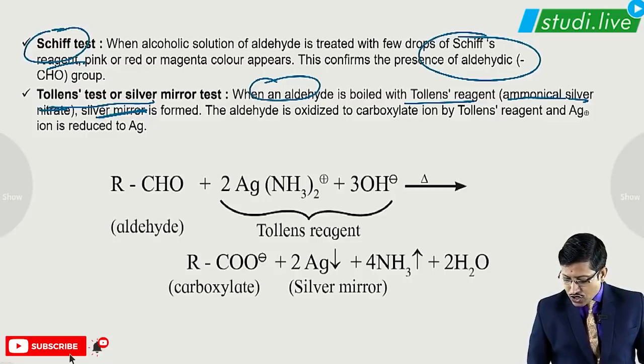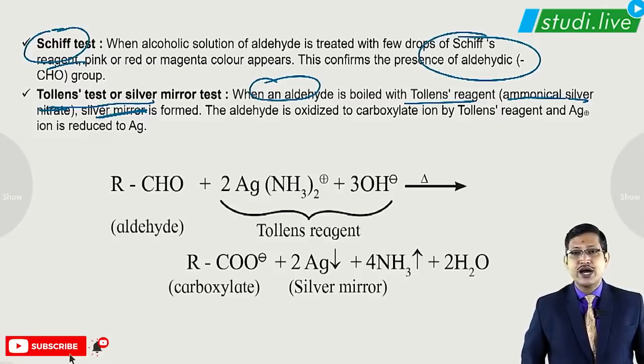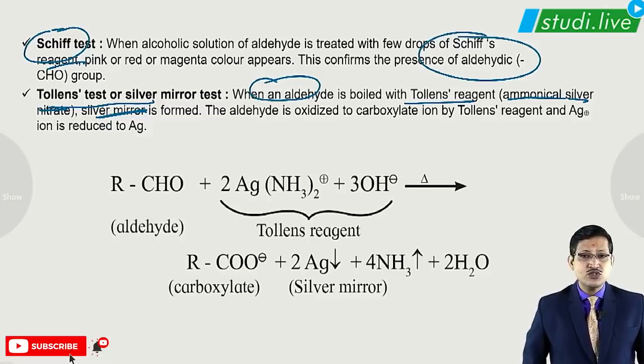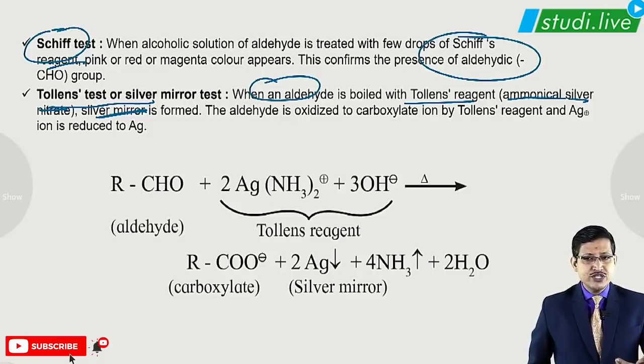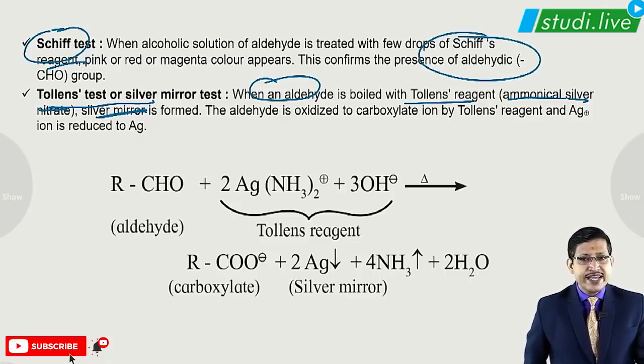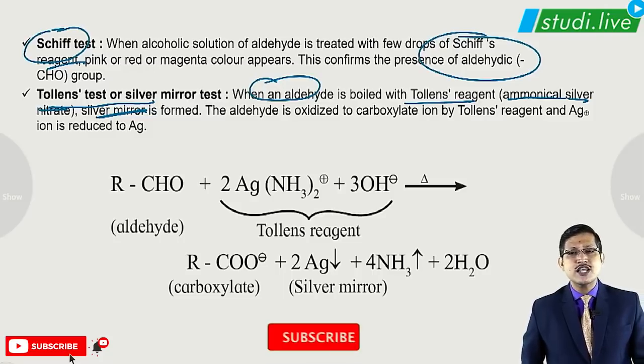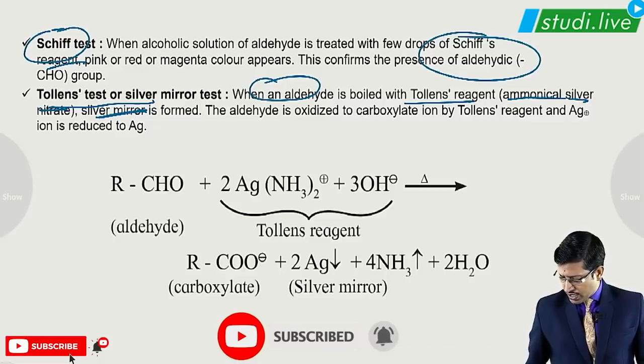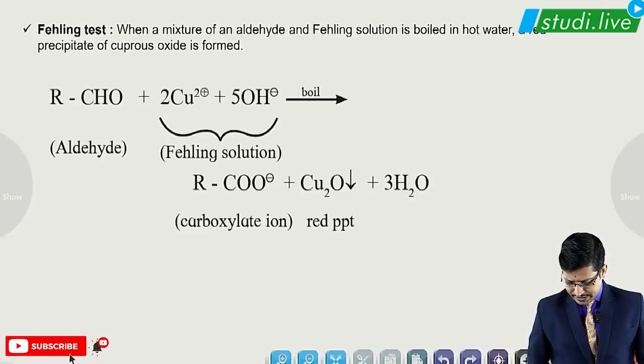So the aldehyde is oxidized to carboxylate ions by Tollens reagent and Ag plus gets reduced to Ag. Now you can see here this is Ag plus, 2 times Ag(NH3)2 plus will give you the formation of Ag. So this is 2 times Ag. So here Ag plus ions getting reduced to Ag, that is where you say it is a silver mirror test. So this is the silver mirror test shown only by aldehydes and not by ketones.